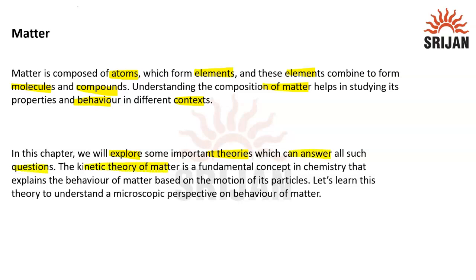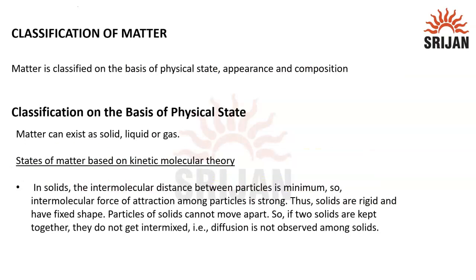The kinetic theory of matter is a fundamental concept in chemistry that explains the behavior of matter based on the motion of its particles. Let us learn this theory to understand a microscopic perspective on the behavior of matter. So now let's have a look at the classification of matter. Matter is classified on the basis of physical state, appearance, and composition. The classification on the basis of physical state: matter can exist as solid, liquid, gas.